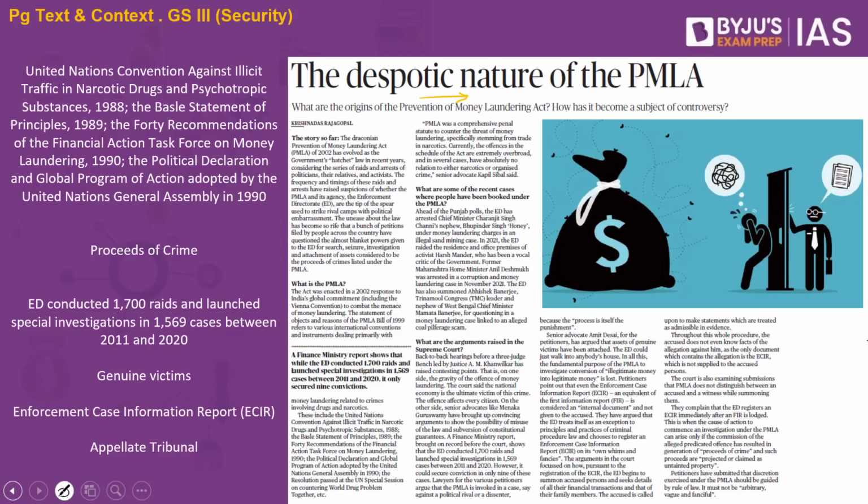So the global community comes together, they come up with a number of laws and regulations, rules and conventions. Let's look at the United Nations Convention Against Illicit Traffic in Narcotic Drugs and Psychotropic Substances, the Basel Statement of Principles 1989, the 40 recommendations of the Financial Action Task Force on Money Laundering, the Political Declaration and Global Program for Action adopted by the United Nations General Assembly in 1990. So all these nations come together, they came up with a number of rules and regulations.